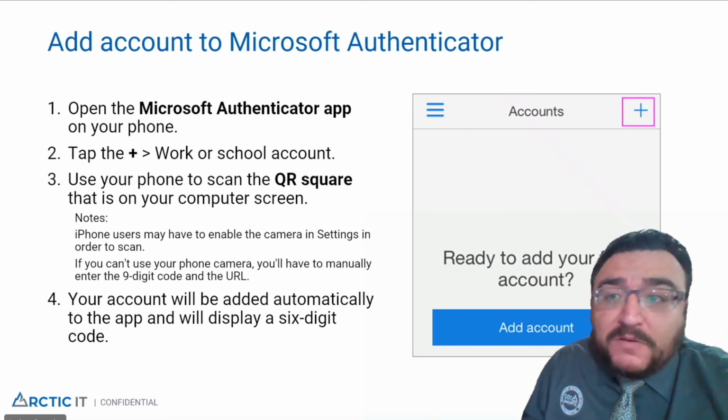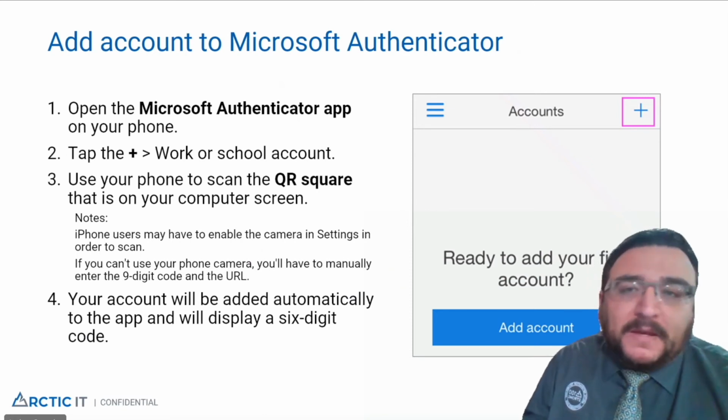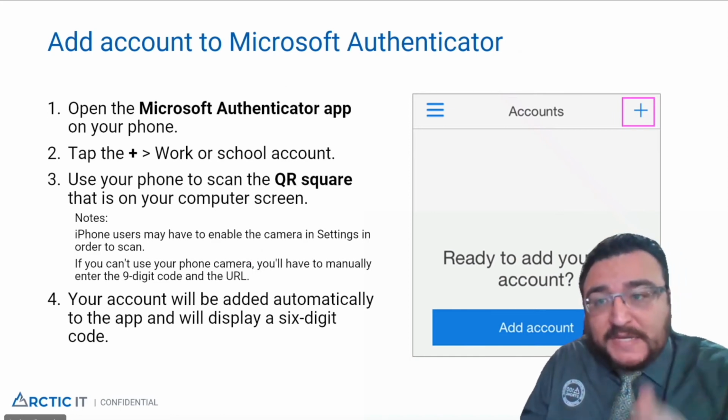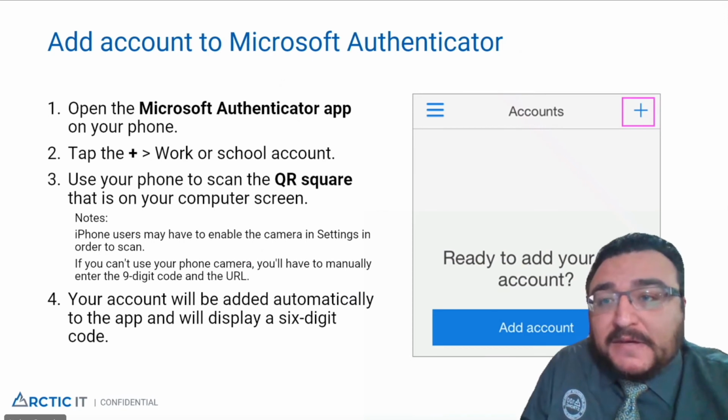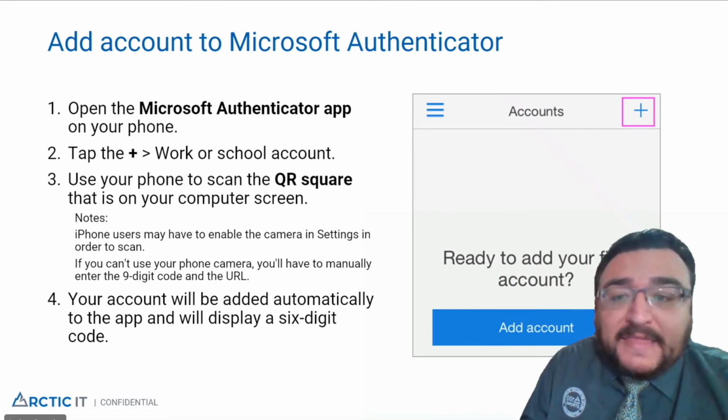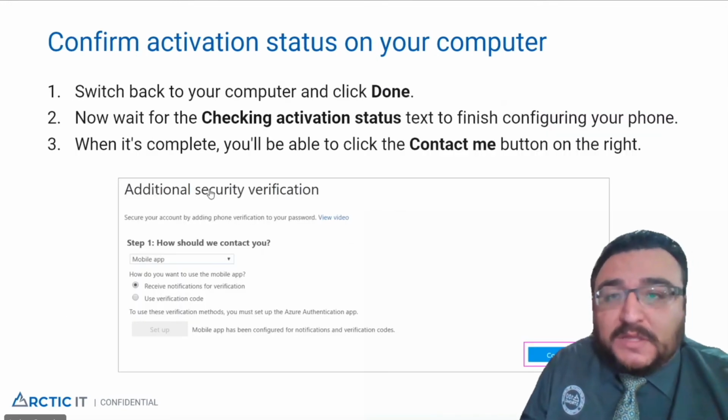If you're already using the Microsoft Authenticator app for a different login purpose, that plus button should still be there and you'll be able to add a new account. You're going to use your phone on your mobile device to take a picture of that QR code that I showed you on the previous slide. And it's going to automatically add that account into the Microsoft Authenticator app.